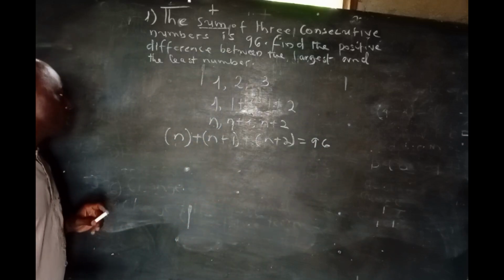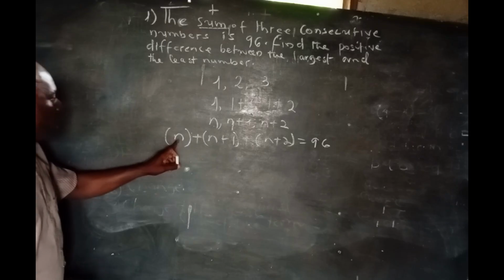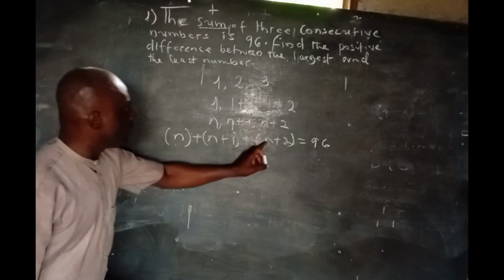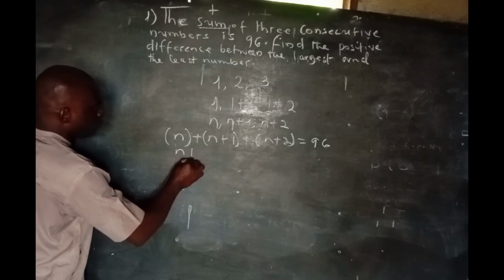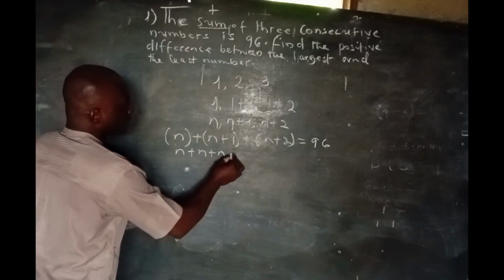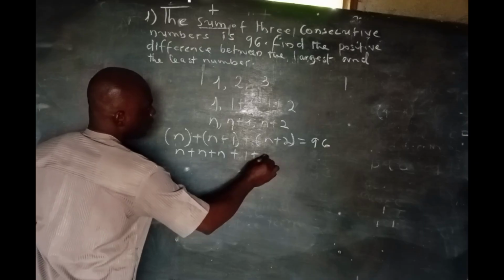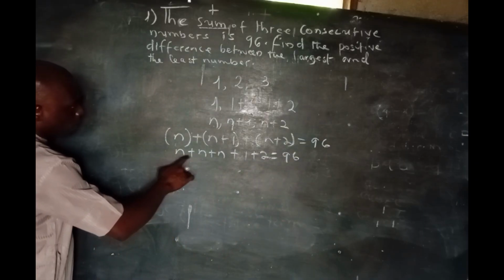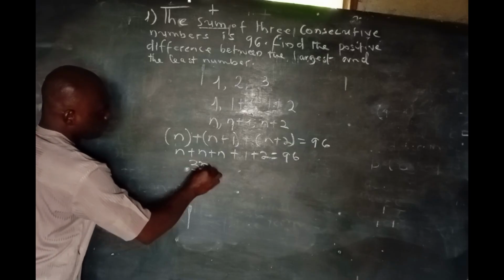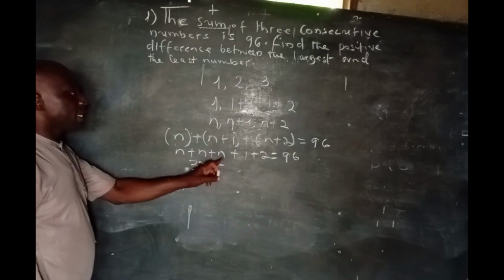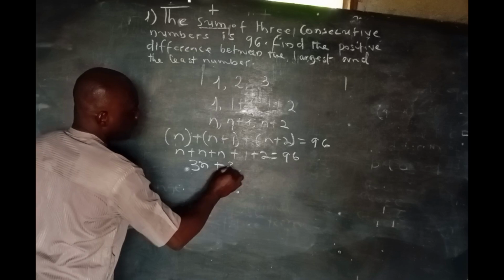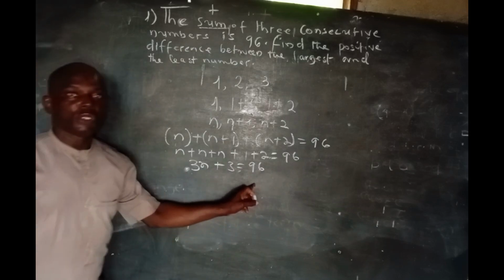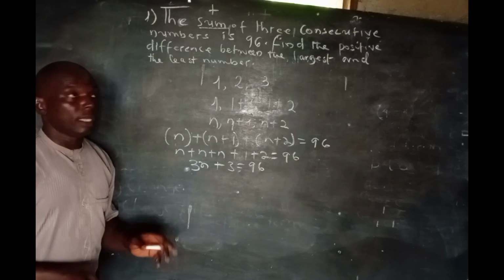So all we need to do here is add. This is n, I mean n, 1, 2, 3. That gives n plus n plus n, then plus 1 plus 2 is equal to 96. So I mean n, 1, 2, 3, so that gives 3n. So how many n's are here? 3. 1 plus 2 is 3. Equals 96. Now you are able to put it in a very simple mathematical equation.